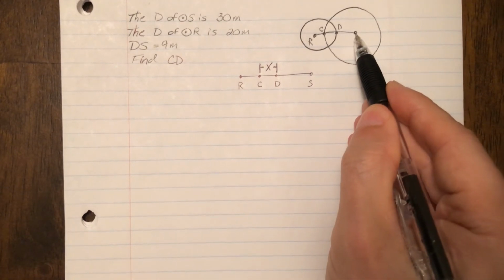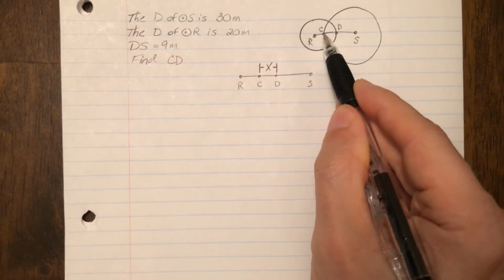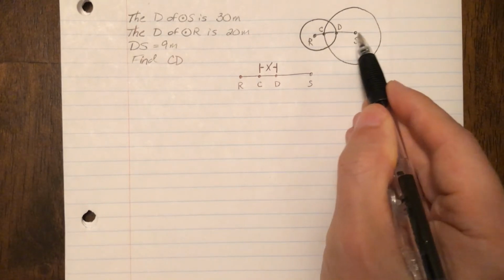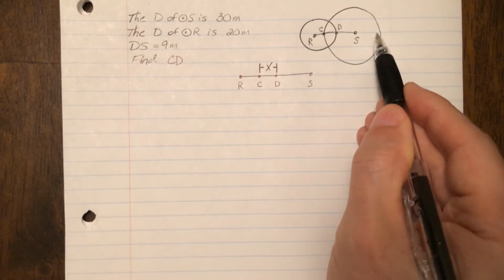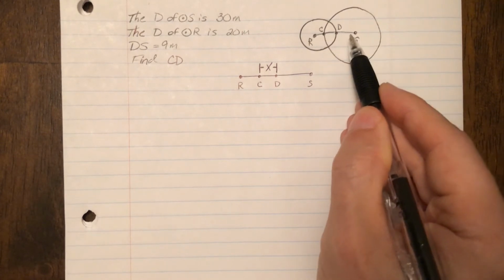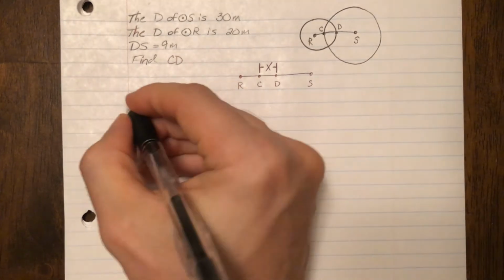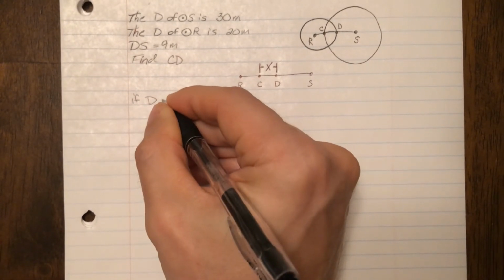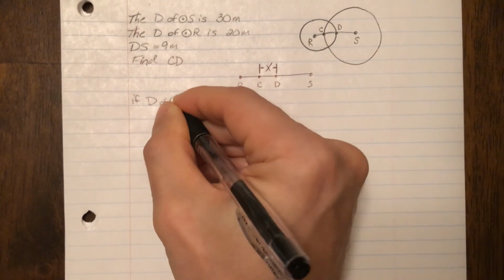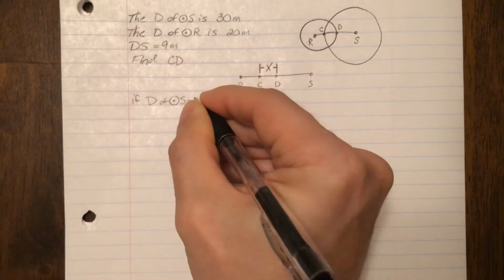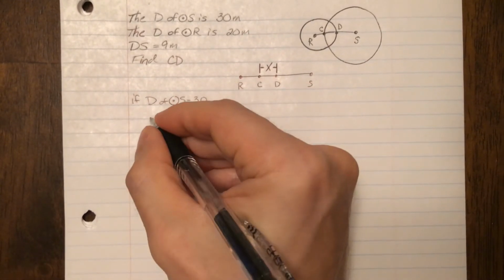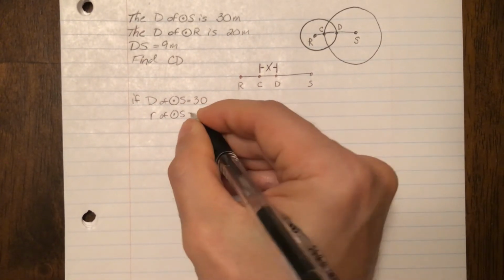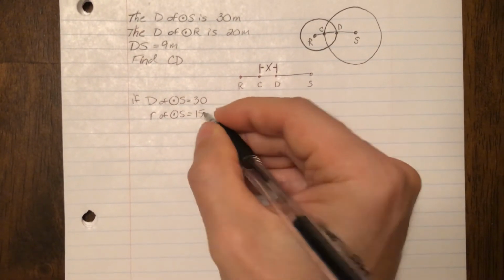So here's circle S. Well, the diameter, that means from this part of the circle to this part of the circle, straight through the center. This whole entire distance is 30 meters. Well, if diameter is 30 meters, what's radius? Let's take a look here. If the diameter of circle S equals 30, then the radius of circle S equals 15. Because remember, radius is half a diameter.